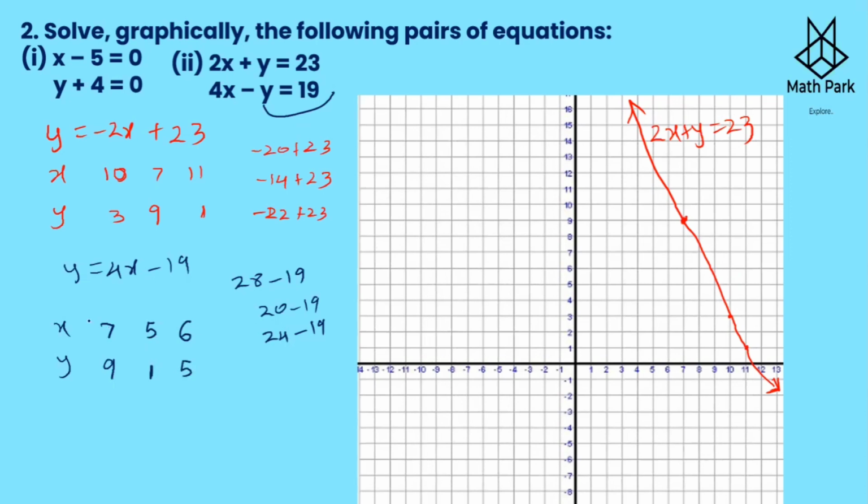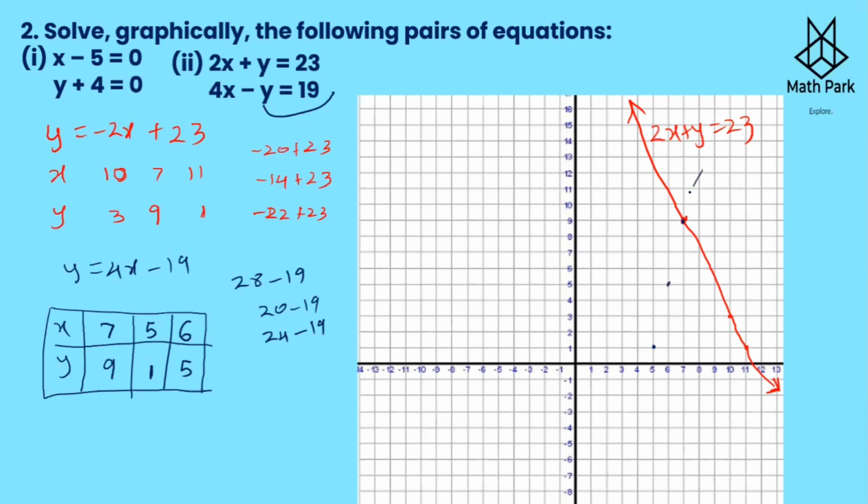So let us plot these points over here. Please always draw the table whenever we have to plot the points. A minimum of 3 points is required for drawing a line. So let us start with 7, 9. So 7, 9 is this point. Then 5, 1: x is 5 and y is 1 is this point. Then we have 6, 5: x is 6 and y is 5 is this point.